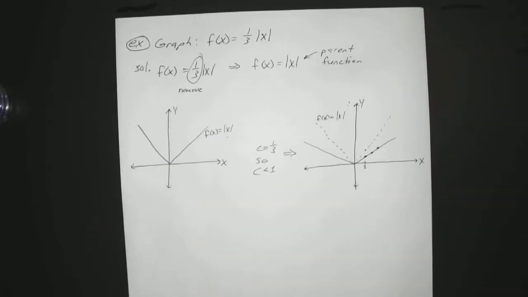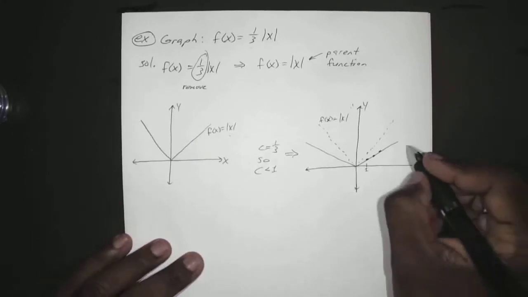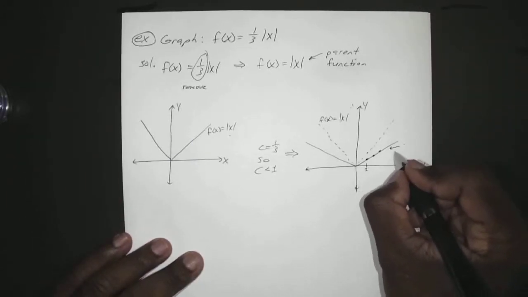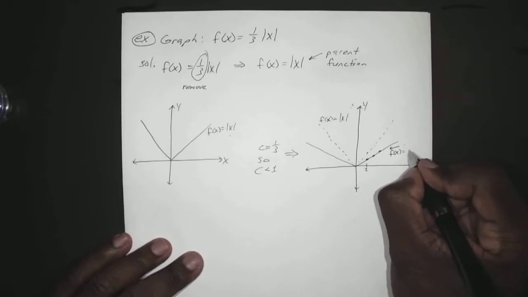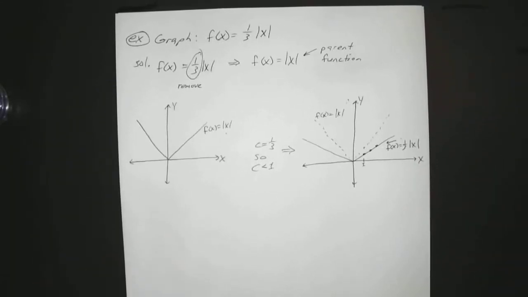Okay, so it shrinks vertically. Okay, so this would be your f of x equals 1/3 absolute value of x. Okay, does that make sense? All right. Okay, any questions on this one? All right. Oh, I'll leave that up. Make sure everyone's done.